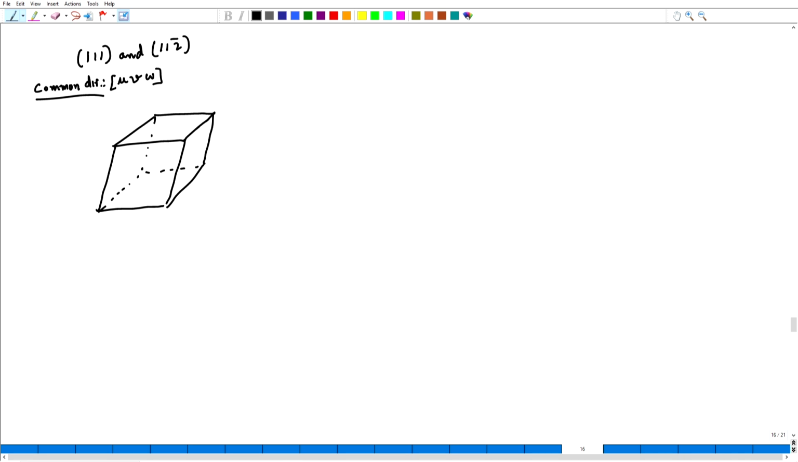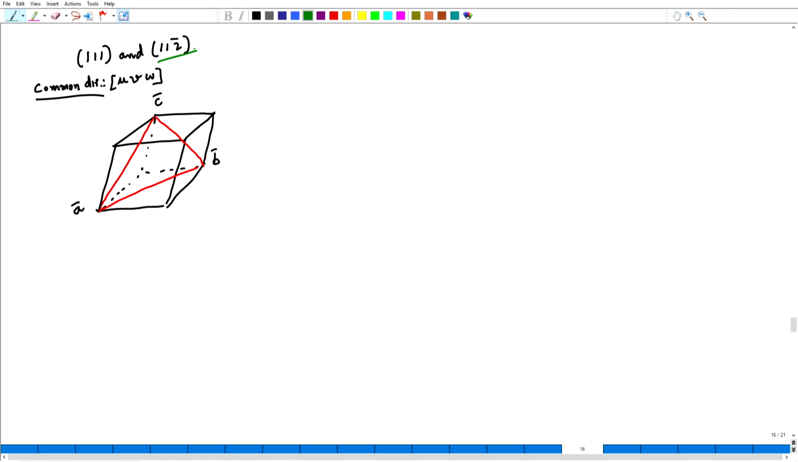So, first let us draw these planes. Let me draw first the 1 1 1 plane. Again, I must always say where my axes are: A, B and C axes. So, the 1 1 1 plane would be like this. Its intersections are 1 along x, 1 along y and 1 along z in terms of fractional coordinates.